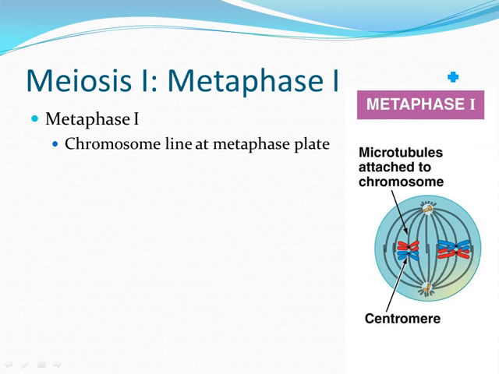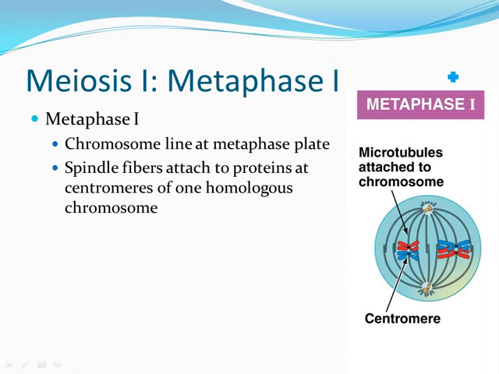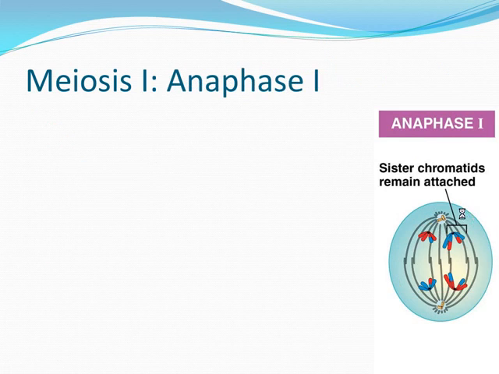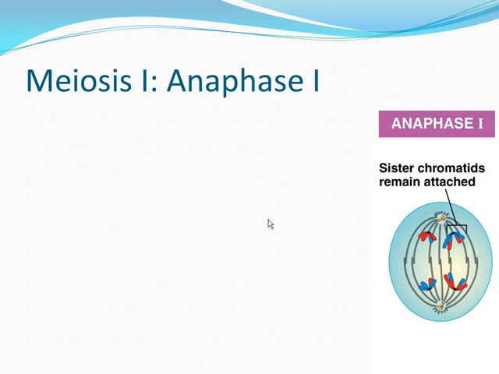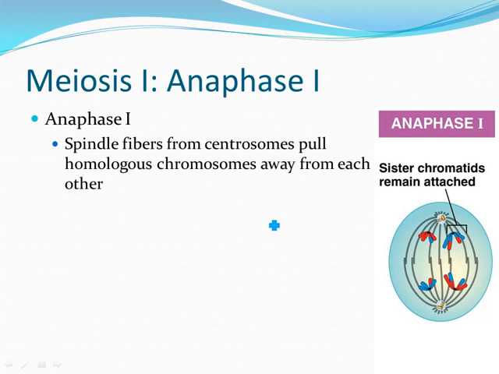Metaphase 1 is when the chromosomes line up again at the metaphase plate. So very similar. The spindle fibers attach to the proteins next to the centrosome. And at this point, some textbooks will say this is where the independent assortment or random assortment occurs. Other textbooks say that it occurs in anaphase 1. But anaphase 1 is when the spindle fibers start to pull from the centrosomes, and they start to pull the homologous chromosomes away from each other.